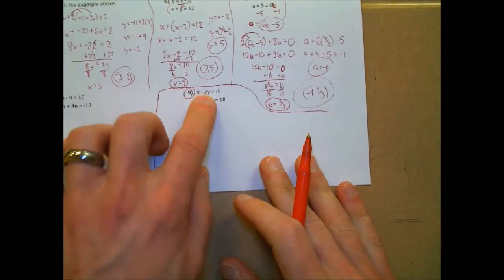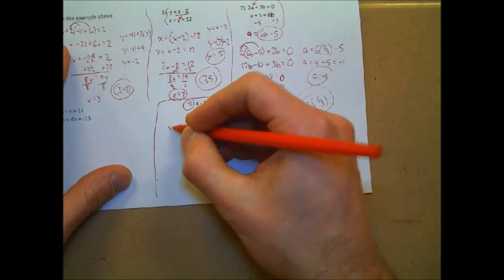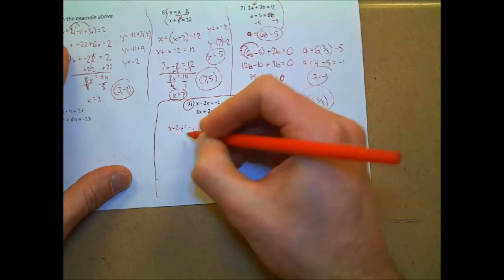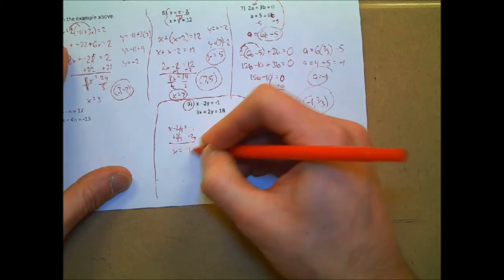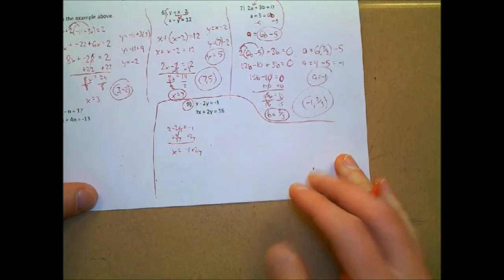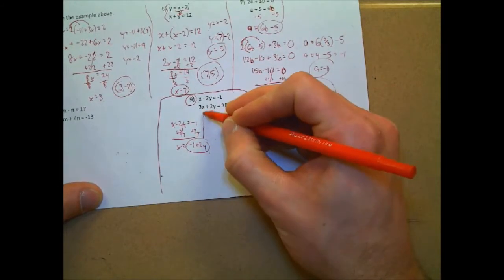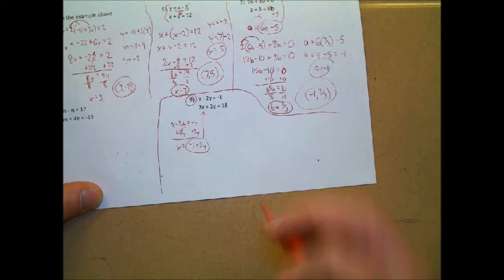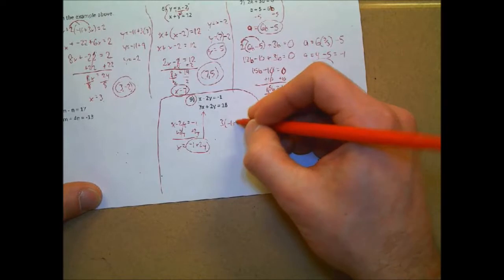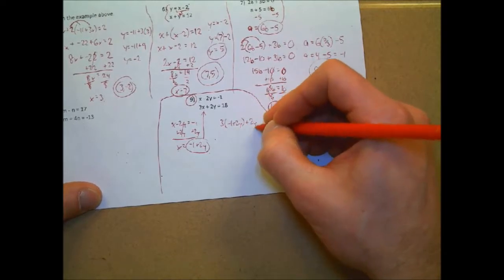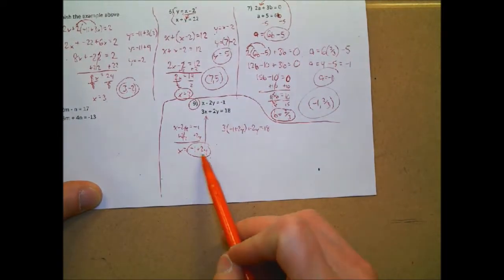So, I suggested that you take this first equation here and solve it for x. We have x minus 2y equals negative 1. Add 2y to both sides so that we have x by itself. Now that we have x is equal to negative 1 plus 2y, we can plug it in for the x right there. So I'll have 3 parentheses, negative 1 plus 2y, plus 2y equals 18. Again, I just substitute negative 1 plus 2y in for the x.